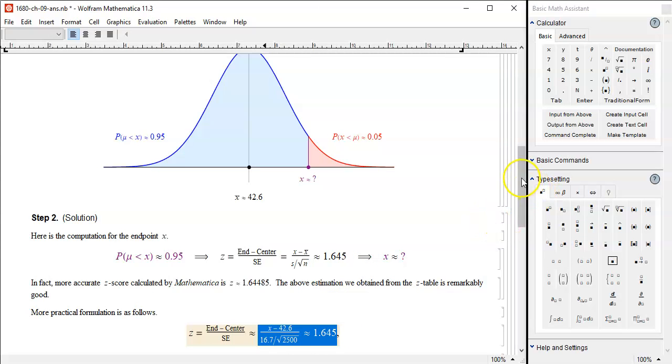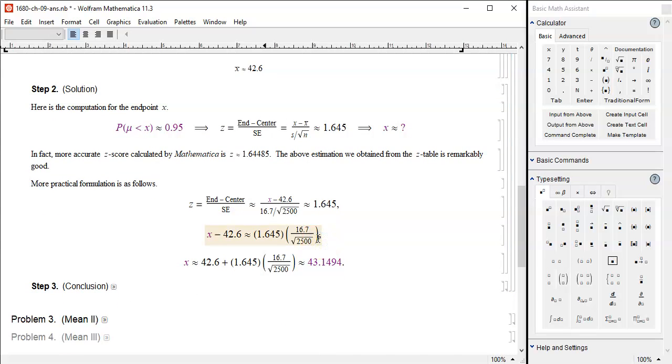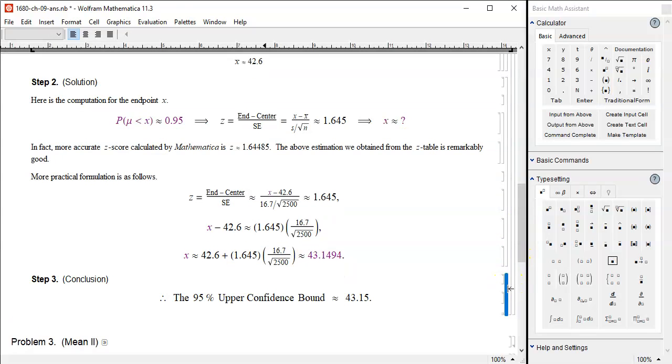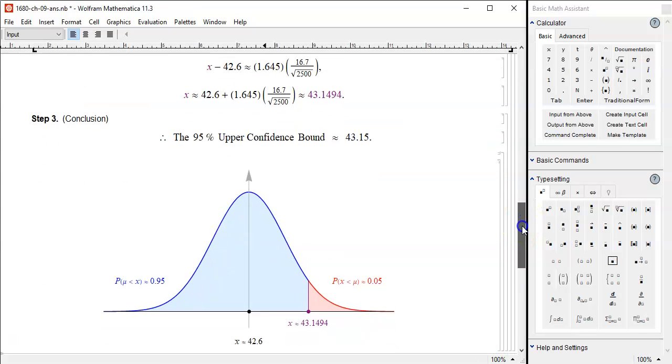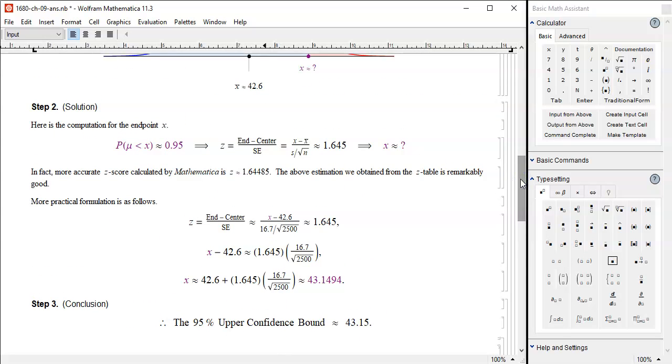Alright, from this equation, let's find x. Flip the denominator over to the other side, and then add the center as well, and we get this computation: 43.1494 approximately. And here's the conclusion, along with the picture. That's the upper confidence bound, about 43.15. Coming back to the computation, the z-score computation gives you your equation, and you solve for x through these two steps.